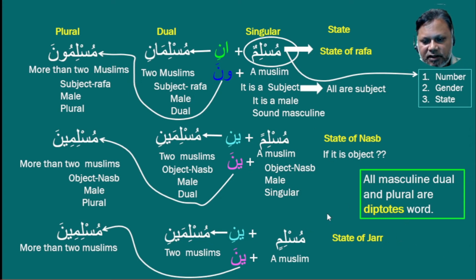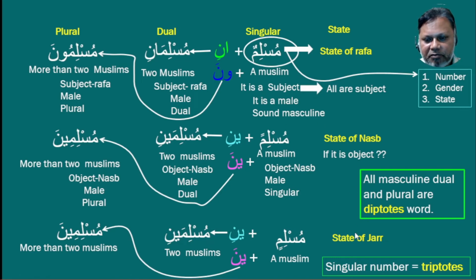But in the singular state, this number is called triptotes number, triptotes word, because it discloses three states clearly: Muslimun, Musliman, and Muslimin.